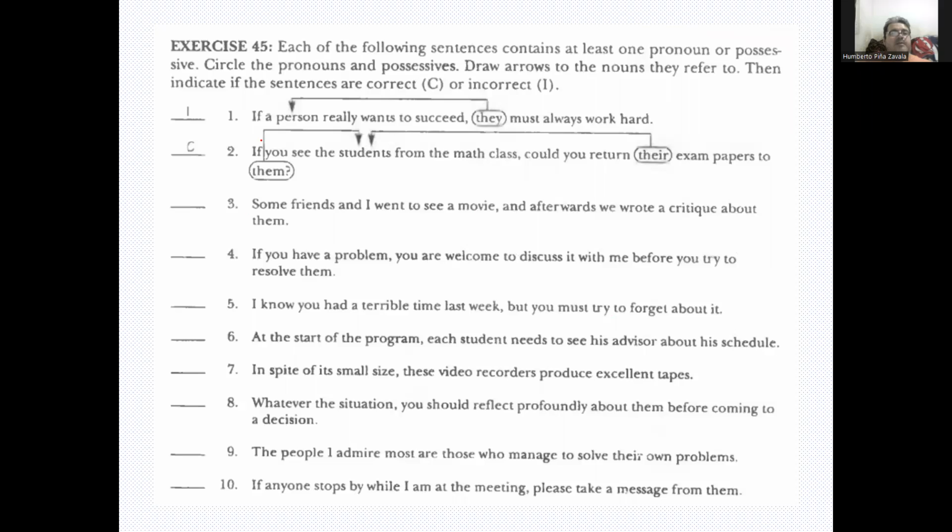Okay, so here's the exercise. Each of the following sentences contains at least one pronoun or possessive. Circle the pronoun or possessive, draw an arrow to the noun that it refers to, then indicate if the sentences are correct or incorrect. Let's see some examples. Number one: if a person really wants to succeed, they must always work hard. So we got they going back to a person, so it's incorrect. Person is singular and they is plural. So it should be: if a person really wants to succeed, he or she must always work hard.